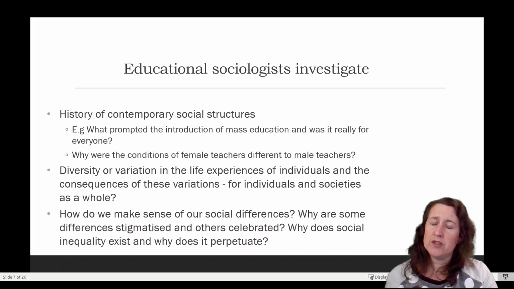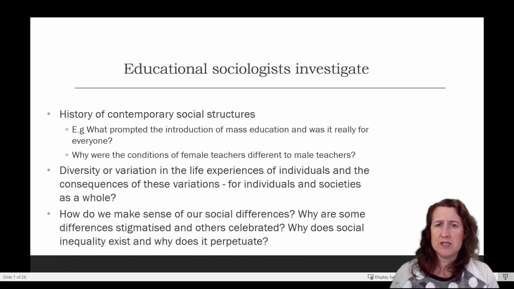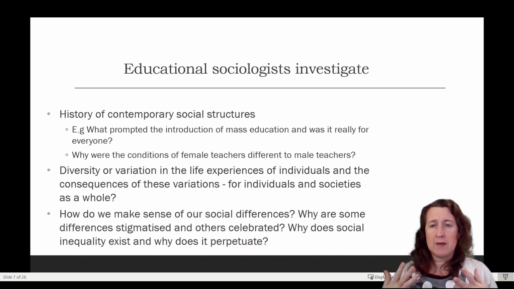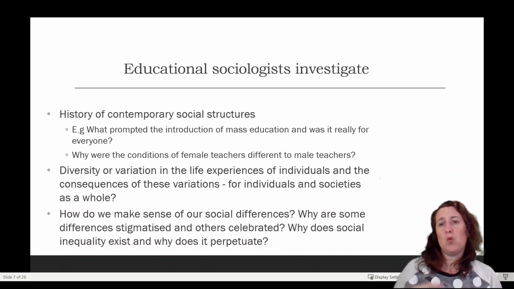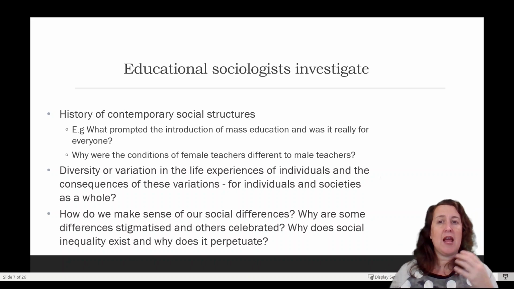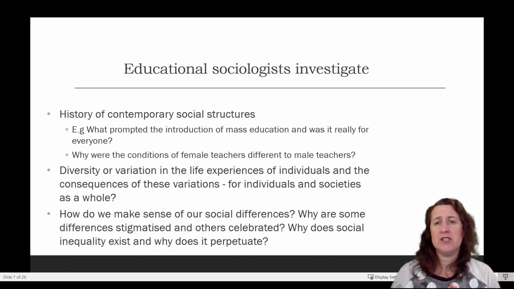So educational sociologists investigate a whole range of things. They look at, for example, the history of contemporary social structures. So they will explore what prompted the introduction of mass education, and has it really benefited everybody? What are the conditions of female teachers, and how are they different to male teachers? Educational sociologists will investigate diversity or variation in the life experiences of individuals and the consequences of these variations, both for the individuals and for society as a whole.